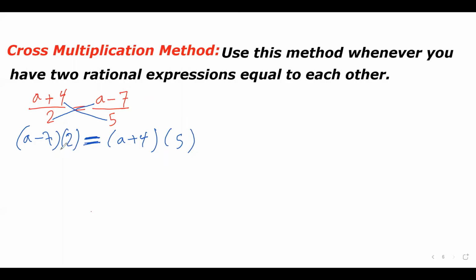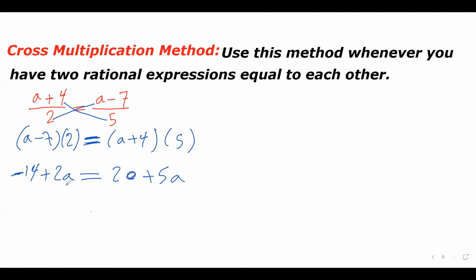And now we have to distribute this 2 into this bracket. 2 times negative 7 is negative 14, and 2 times a is positive 2a. That's my left side, equals 5 times 4, that's 20, and 5 times a, that's positive 5a. That's my left side equals my right side.